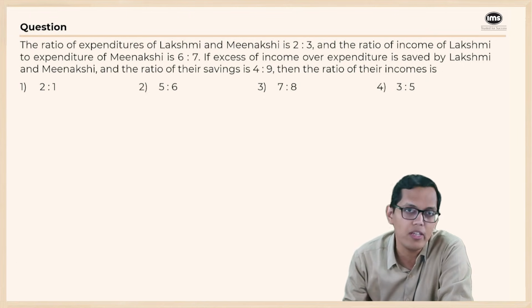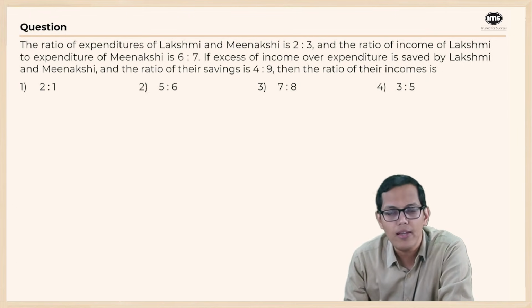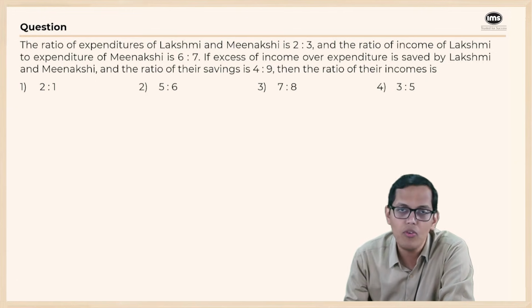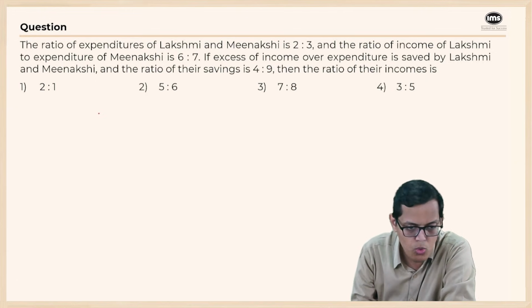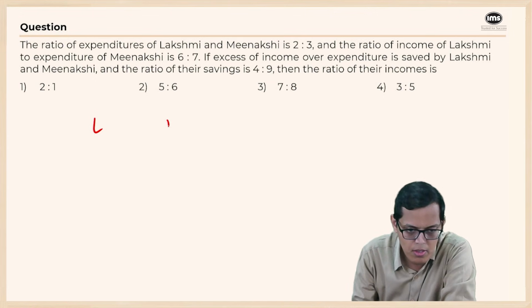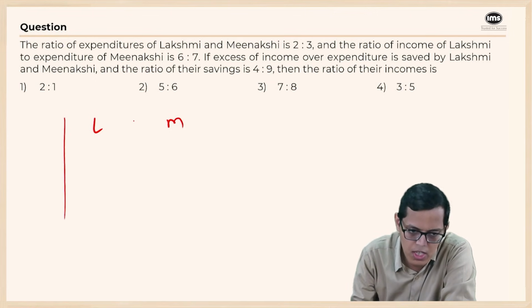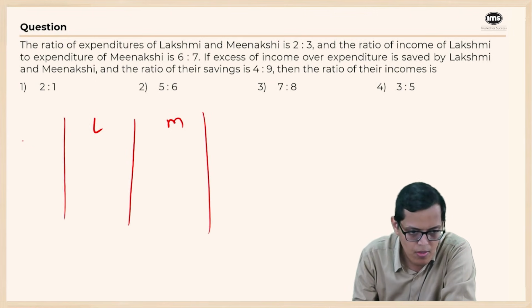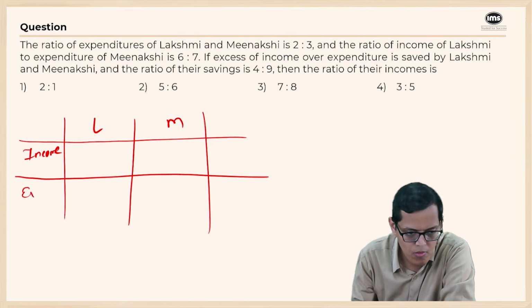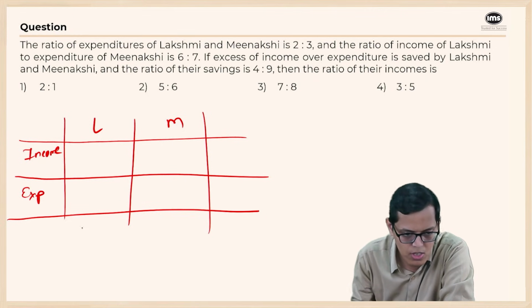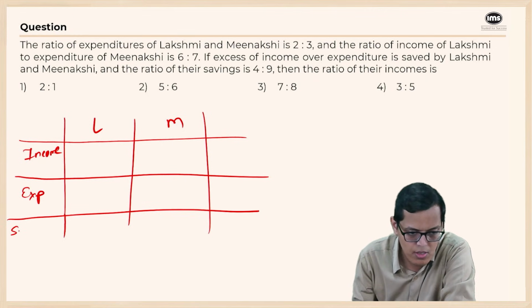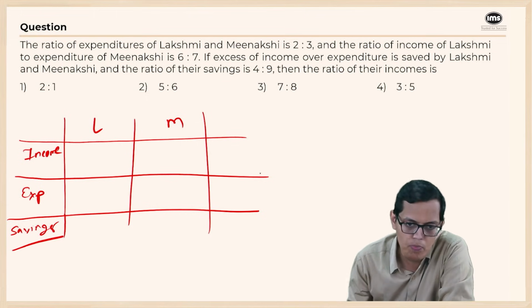Alright, so let me first of all create a table to capture income, expenditure, savings of Lakshmi and Meenakshi. The table might look like this. Lakshmi, Meenakshi. I start with income. Then expenditure. After subtraction, we'll get the savings. Alright, now let me follow every detail in order.